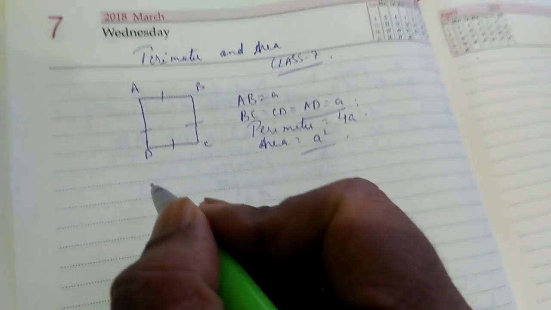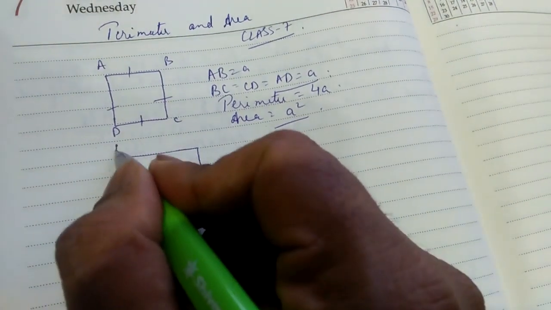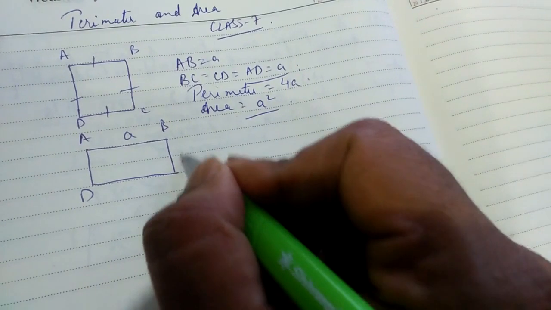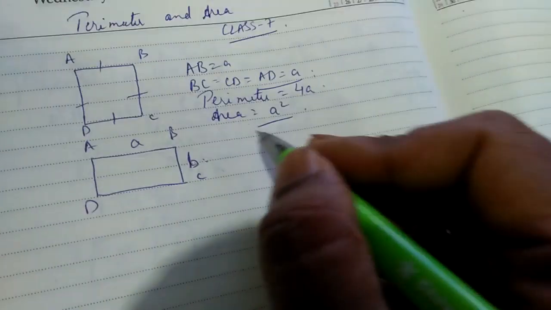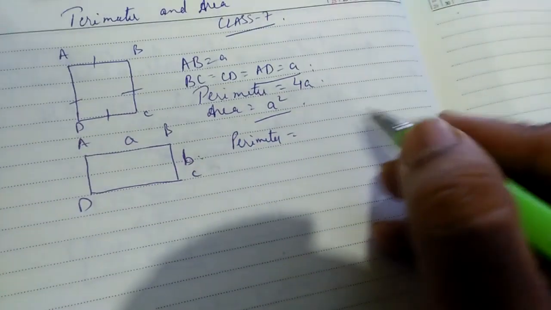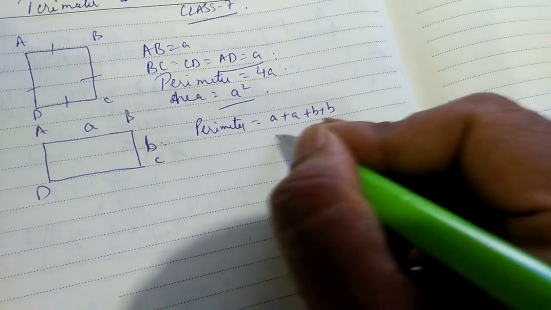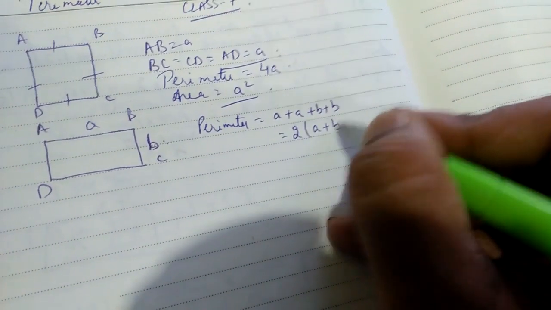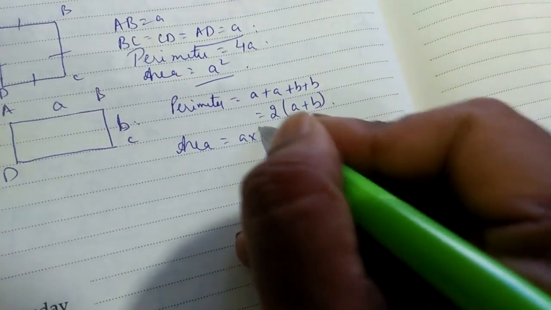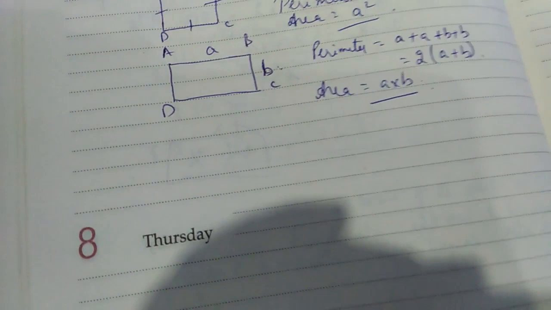Alright. So now let's go to a rectangle ABCD. AB is a, BC is b. Perimeter is the length of all the four sides. So a plus b plus a plus b, which is 2 times (a plus b). Area is a into b. This is simple enough.